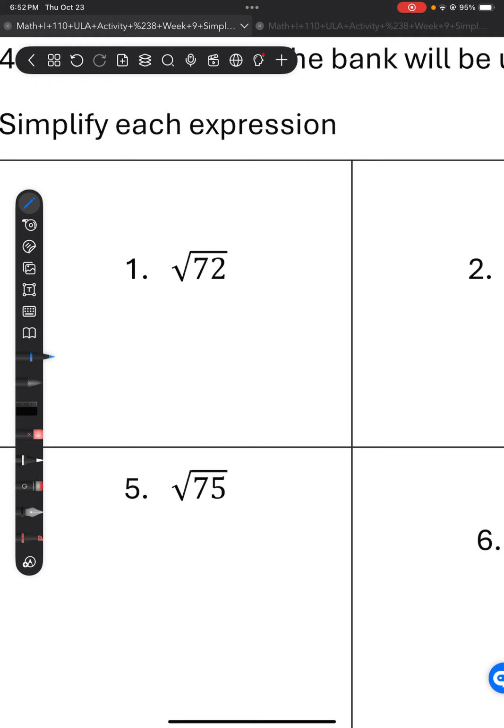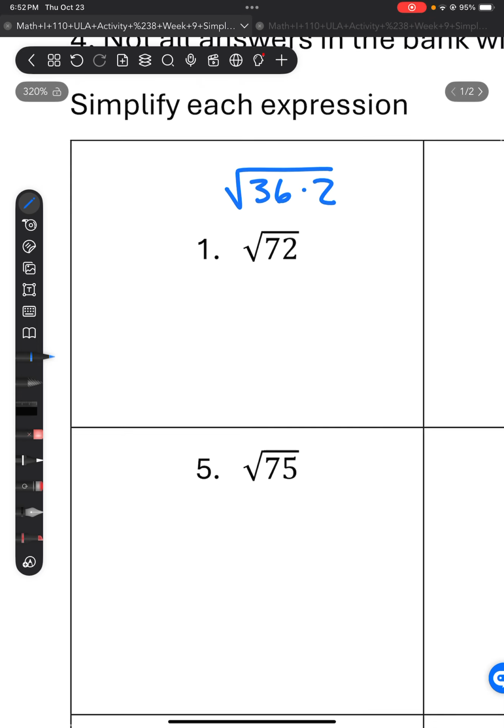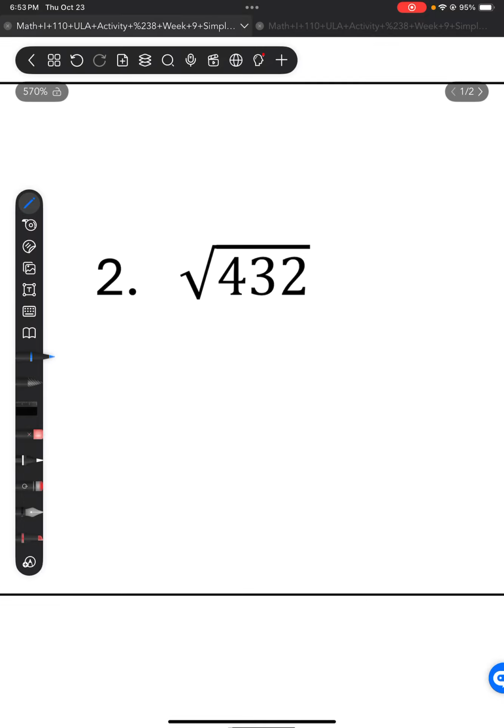So when I think of 72, I think about 36 times 2, right? That's also 72. By doing that, 36 is 6 times 6, right? So that's one pair, because it's a 2, so square root. So by doing that, you have 6 times 6 times 2, which when you pull it out, you just get 6 root 2.